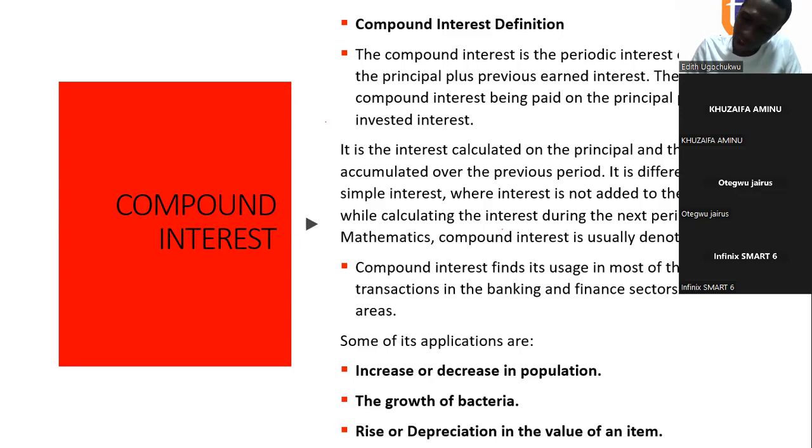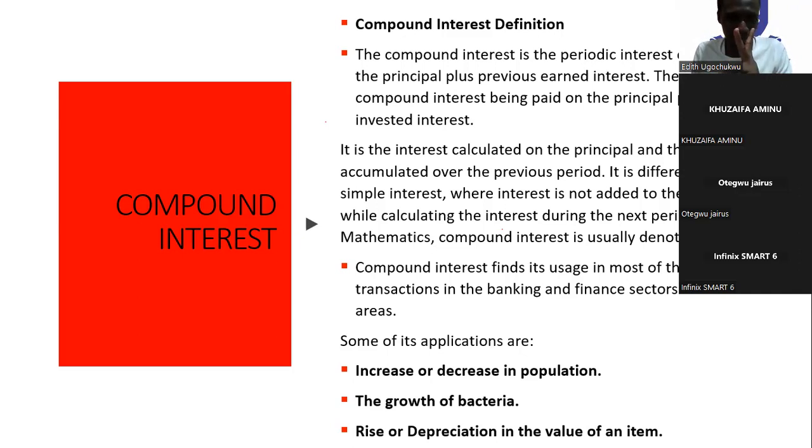I want to show us how compound interest works. The meaning of compound interest is the periodic interest earned on the principal plus previous interest earned. Take note, when you are calculating compound interest, you calculate your interest annually. When you are calculating for compound interest, calculate your interest when? Annually.